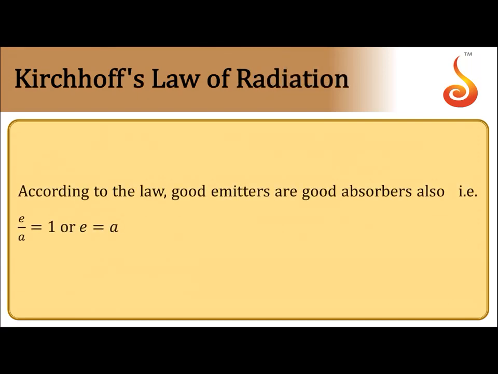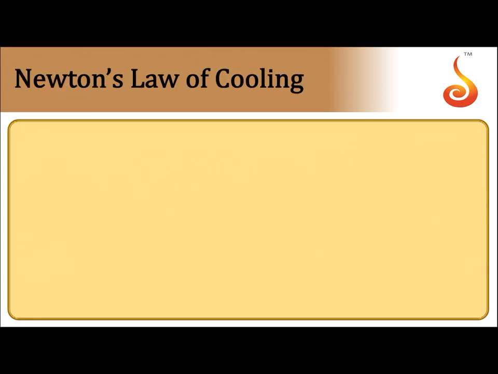Coming to Kirchhoff's law of radiation, according to this, a good absorber is a good emitter. So if E is equal to 1, then A is equal to 1. So E is equal to A, that is, emissive power will be equal to absorptive power. How much ever it absorbs, so much ever it will emit. A body which absorbs at low temperature will emit all the absorbed radiation at higher temperature. That is what Kirchhoff's law of radiation says.